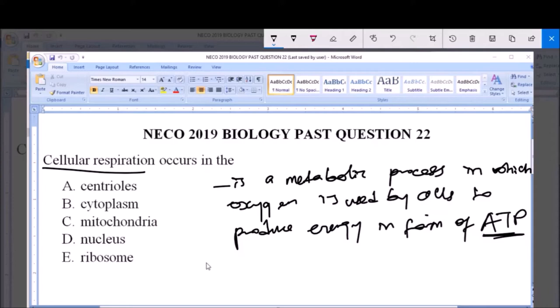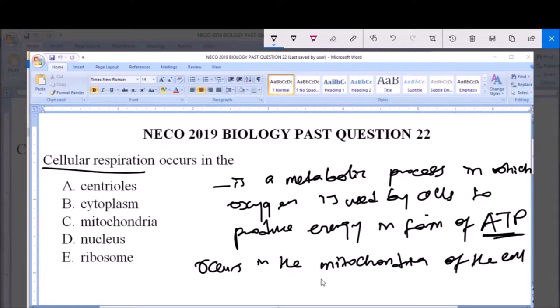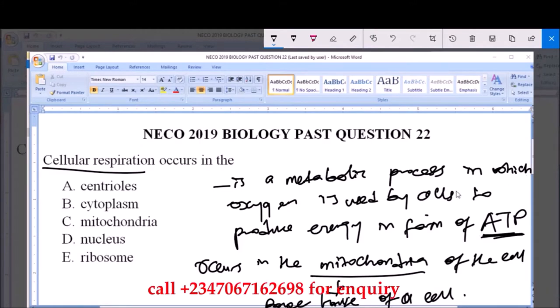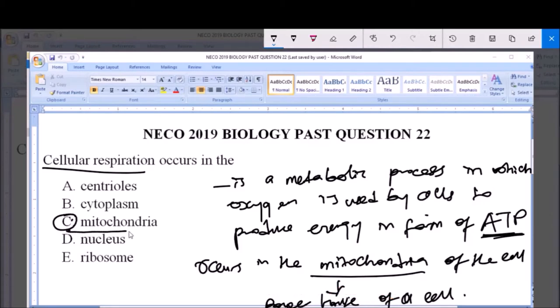Now this cellular respiration occurs in the mitochondria of the cell. And this is why the mitochondria is regarded as the powerhouse of the cell. Because it is in the mitochondria that cellular respiration occurs, thereby producing energy that is required and used by the body. So cellular respiration occurs in the mitochondria, which is option C.